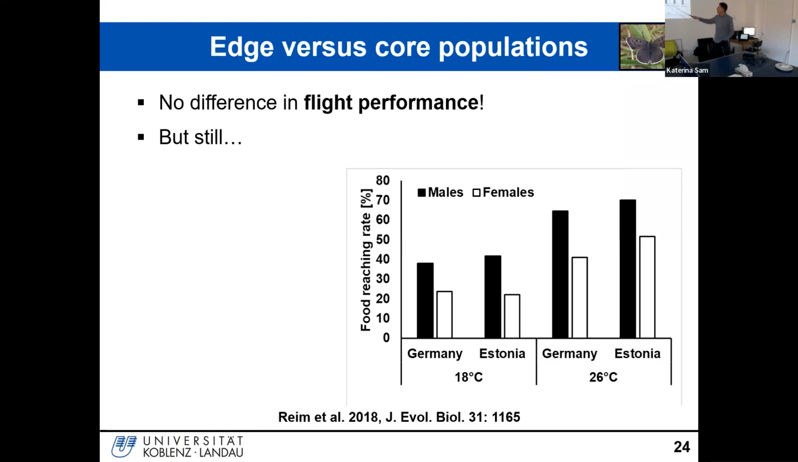So this is males, females, Germany, Estonia, and the whole thing down at 18 and 26 degrees Celsius. You don't see much of a difference at the lower temperature, a little bit of a tendency, but at the higher temperature, you do see that exploratory behavior is more pronounced in the newly established Estonian populations, which again indicates that it might be motivation, that it might be behavior, which is the key rather than morphology or fat reserves or anything else.